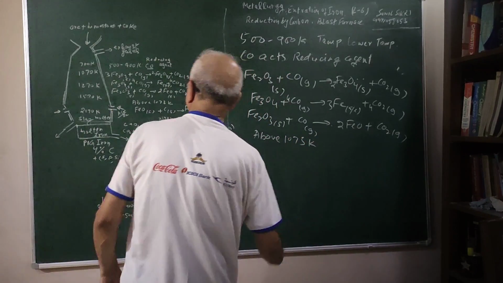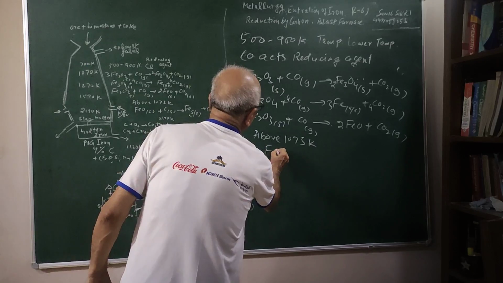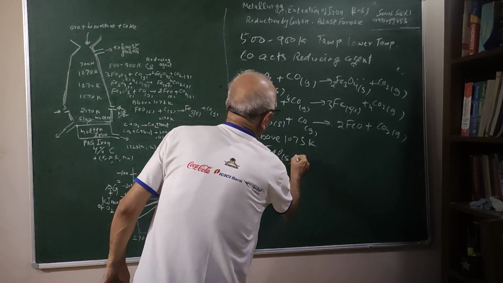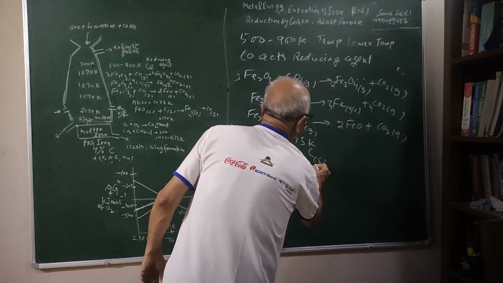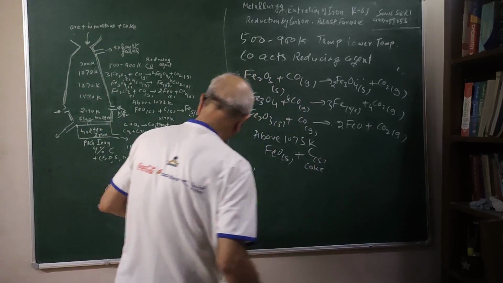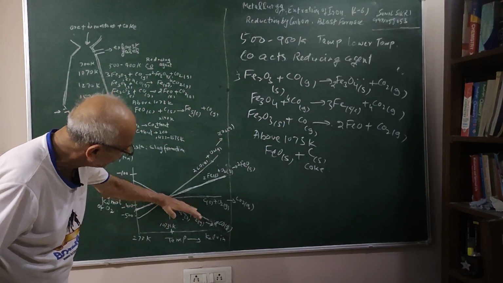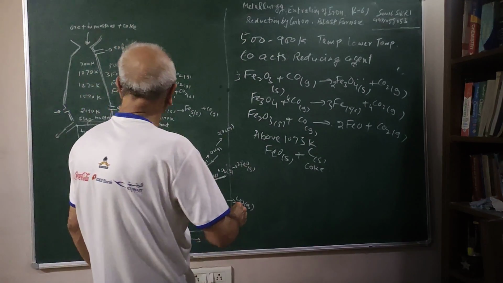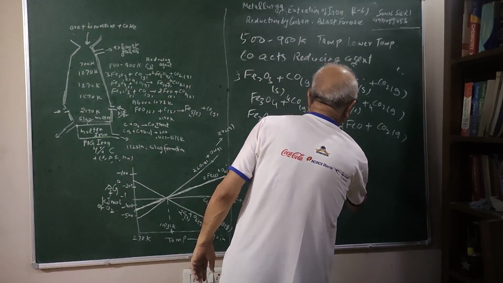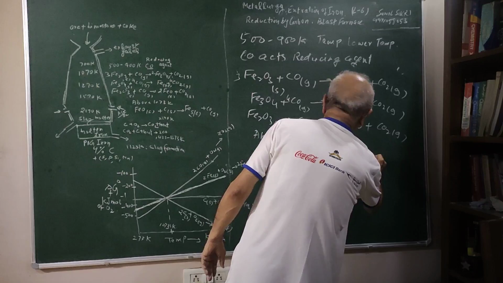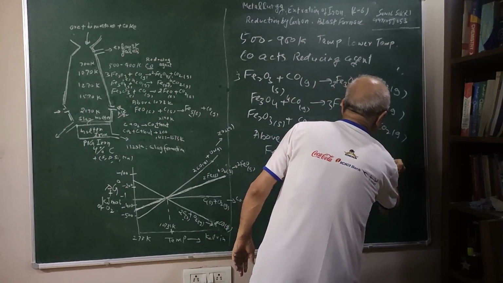what is going to happen? FeO will react with carbon, which is our coke here, because this line you can see becomes lower after 1073 K, so it will reduce. You have iron, solid or liquid, and you have carbon monoxide gas.